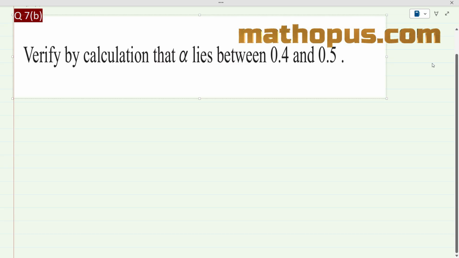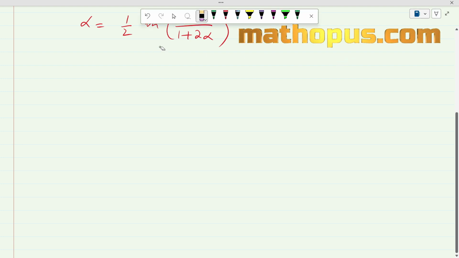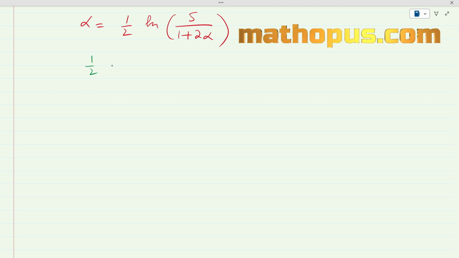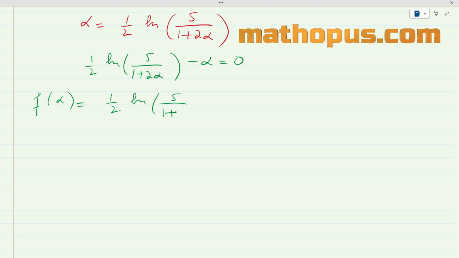B part, verify by calculation that alpha lies between 0.4 and 0.5. To prove that, we will make an equation for that. We will convert it to 0. So let's do that. 1 over 2 natural log of 5 over 1 plus 2 alpha minus alpha equals 0. Now let's label it as f of alpha, make a function of it, an expression in which we are going to substitute the range of values.